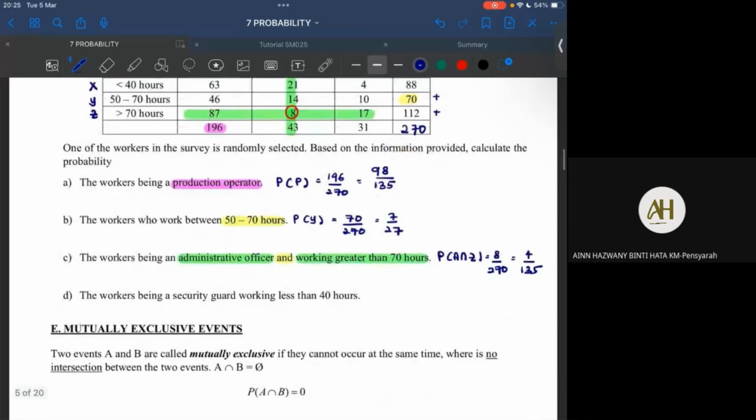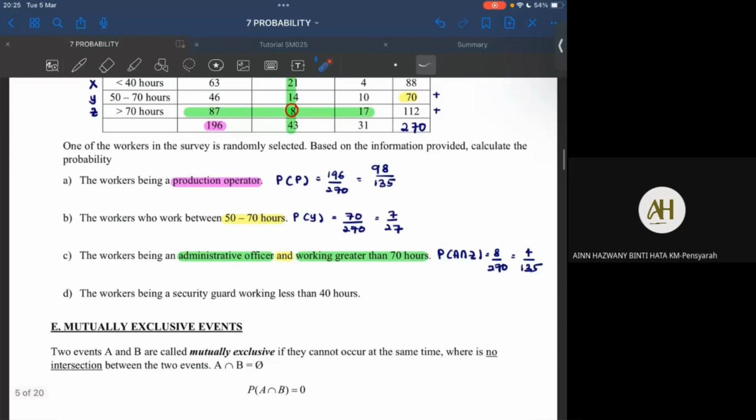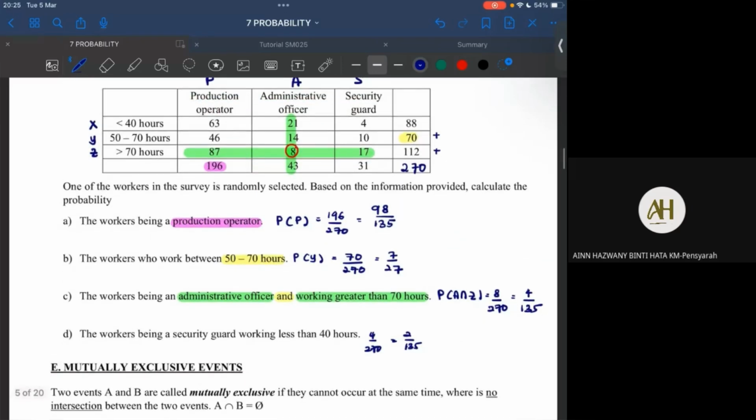Okay, and the last one sama juga, the workers being a security guard working less than 40 hours. Okay, security guard working less than 40 hours. So we have 4 over 270. Ini simplify je lah. Okay, so itu basicnya lah untuk menggunakan table.